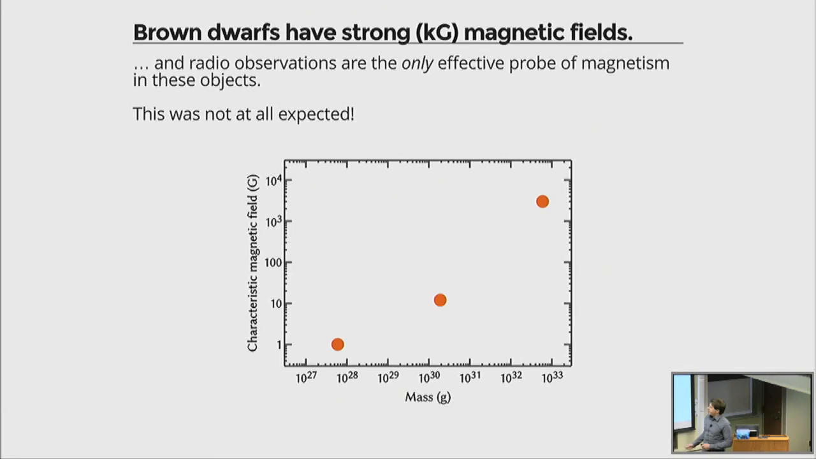So in a very, very schematic indication of this, we have a plot here where this is the Earth. So we've got mass versus sort of a magnetic field strength. This is Jupiter, and this is something like an active M dwarf.